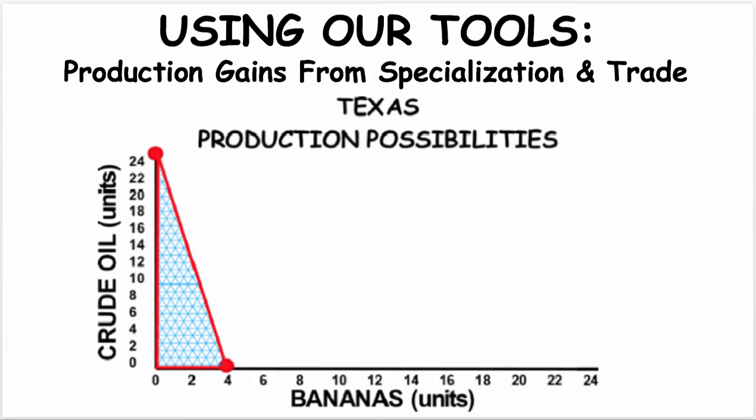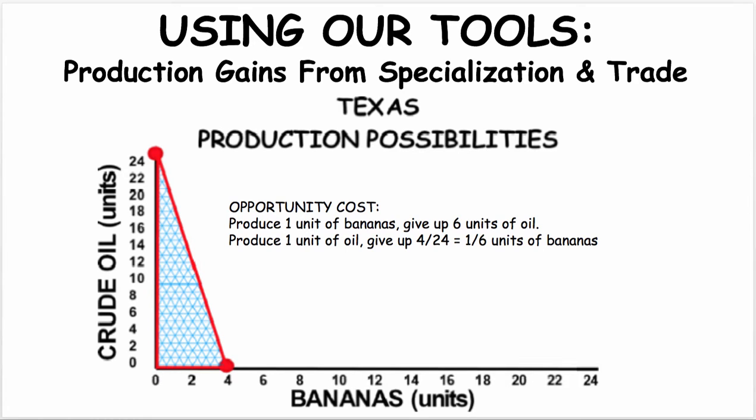So, of course, if we connect those 2 points together, then this would be the size of the production possibilities for Texas in terms of crude oil and bananas. Texas could also choose any point between those two extremes, but once again, there's no way that Texas could even come close to producing 12 units of crude oil and 12 units of bananas both. That's just far outside of their attainable levels of production.